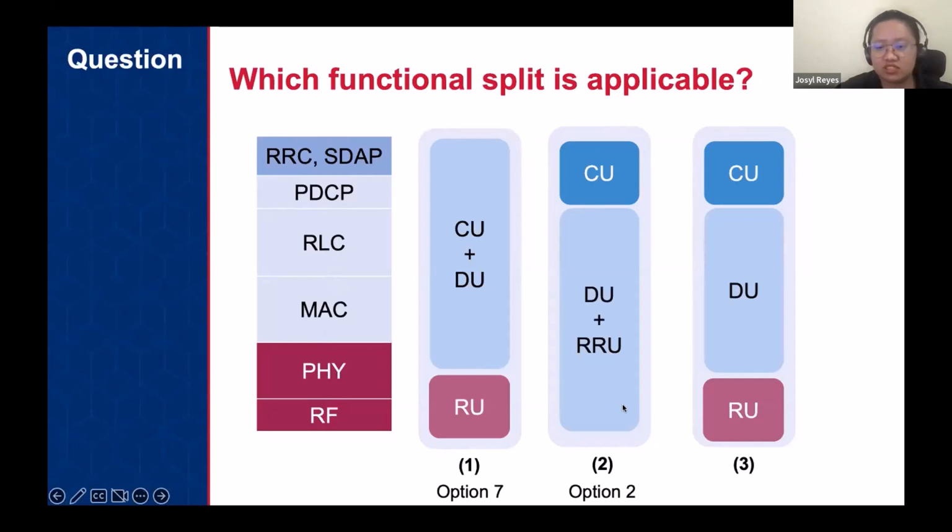So, the last question is 2 and 7, no? Because we have two splits here. You have the CU-DU split, no? And also the RU-DU split. The answer was shown right away.